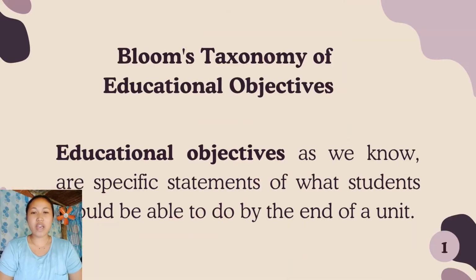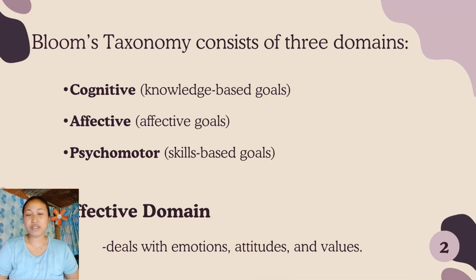Educational objectives, as we know, are specific statements of what students should be able to do by the end of a unit. These objectives are often phrased using verbs, making them measurable. Bloom's taxonomy provides a structured approach to categorizing these objectives. Bloom's taxonomy consists of three domains: cognitive, affective, and psychomotor.